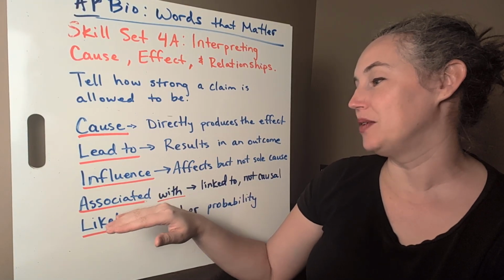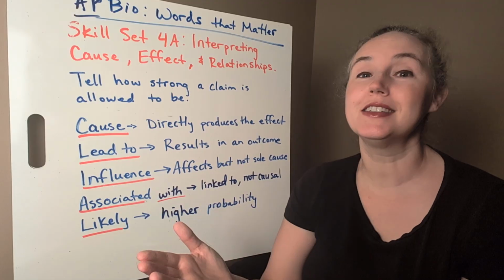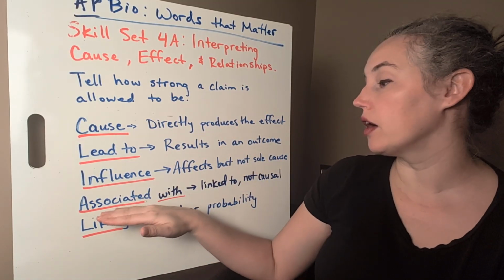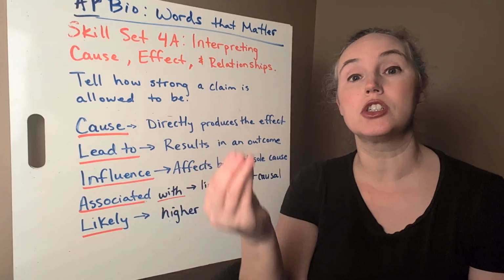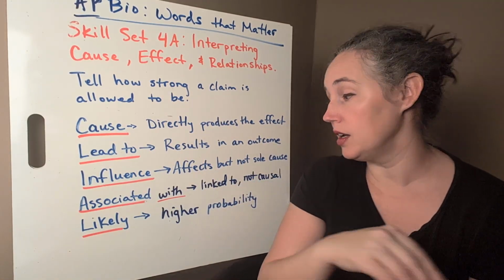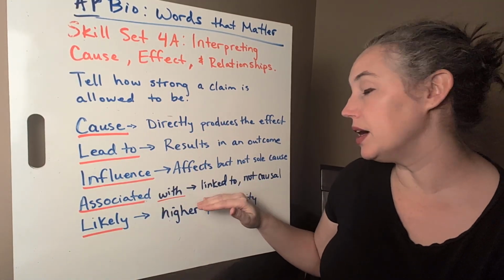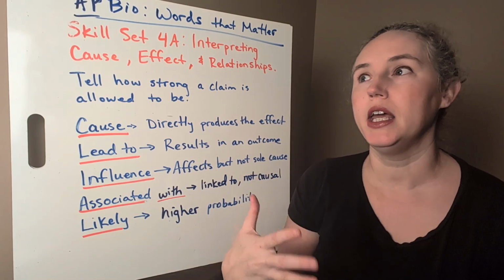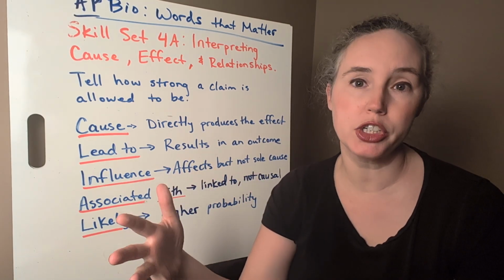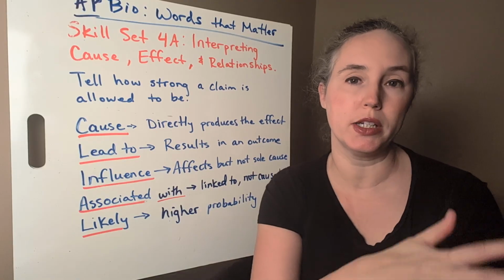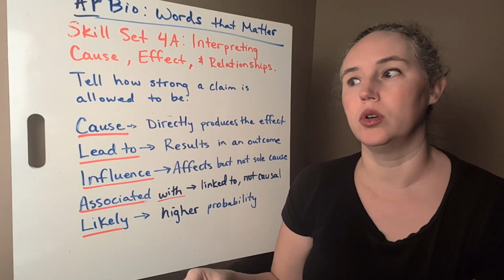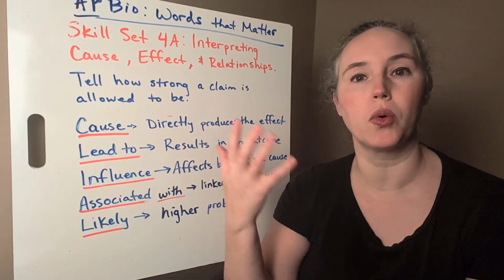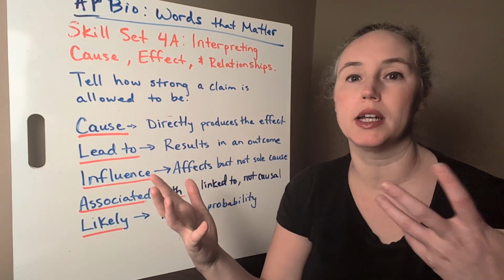And then we have associated with. This is even lighter than influence. These are when one thing is associated with another thing, they're linked, but it's not a causal relationship. So something like increased surface area to volume ratio is linked to higher rates of diffusion. So it's not like always the root cause, but when you see one, you're often going to see the other.